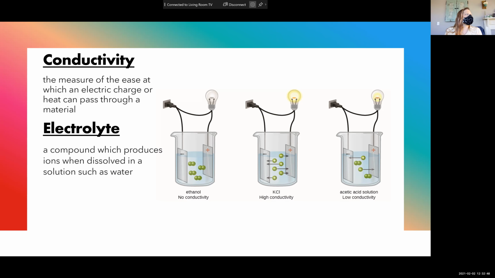When you drink Gatorade or Powerade, what are you tasting that is a familiar ionic substance? They're usually pretty salty.